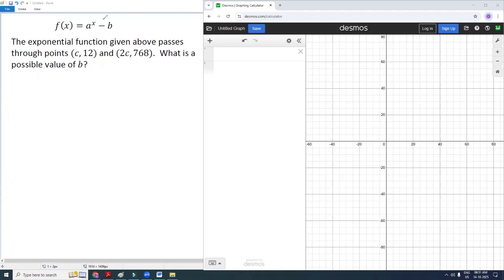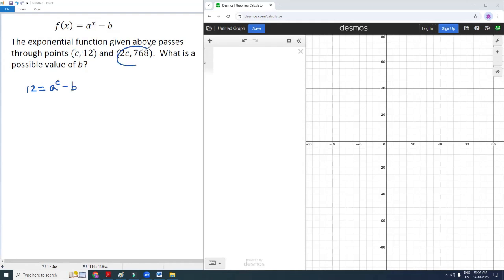Since the graph of the given exponential function passes through these two points, let's plug the given points into the function. Now let me plug in the first point, (c, 12). We can plug in the y-coordinate 12 for f of x, because f of x represents y. Then we get 12 equals a to the power of, for x, we plug in c negative b.